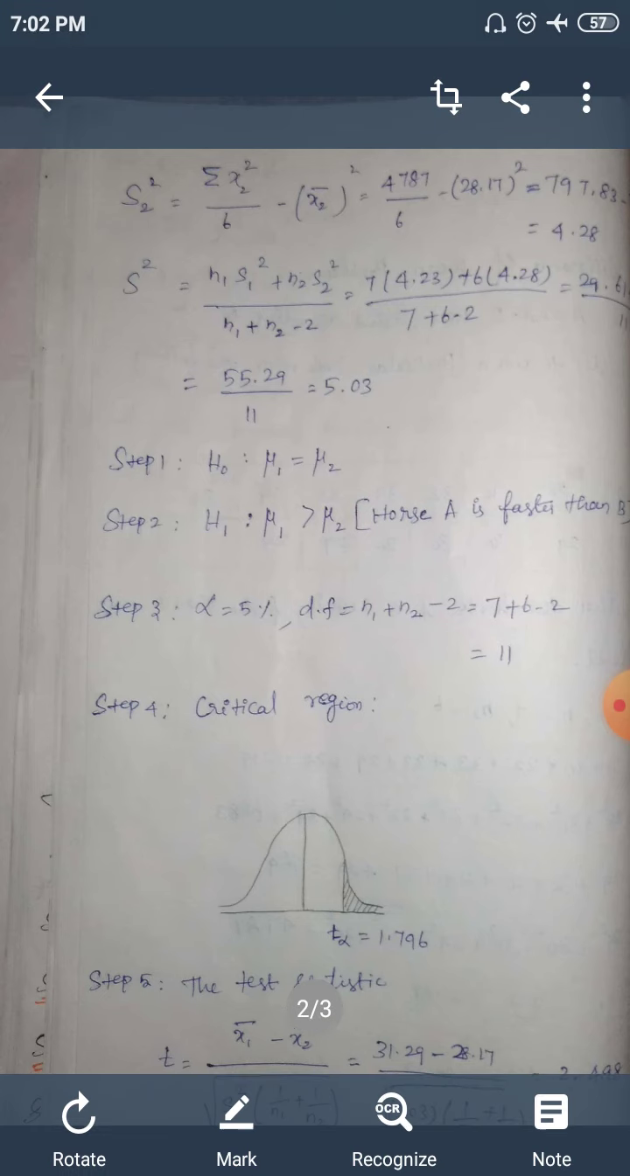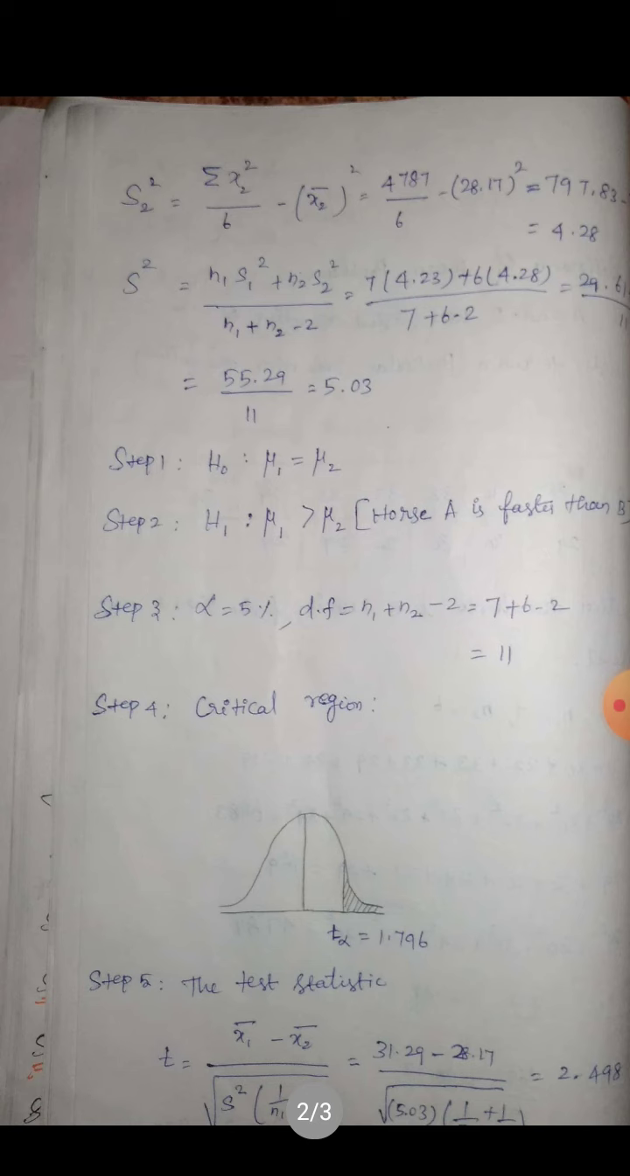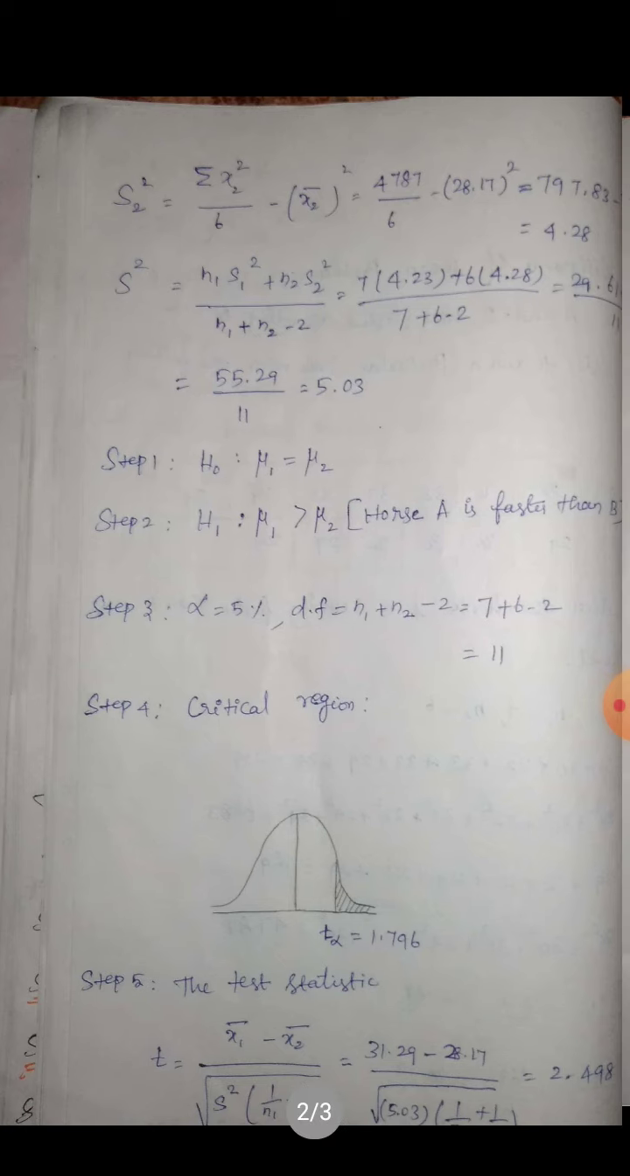Then step 4 is the critical region at 5%. The table value at 5% with 11 degrees of freedom is 1.796. Step 5 is the formula: the statistic t equals x1 bar minus x2 bar divided by root of S square into bracket 1 by n1 plus 1 by n2. Substituting, we get the value 2.498. So the calculated value is 2.498, but the table value is 1.796. The table value is lesser, but the calculated value is higher.